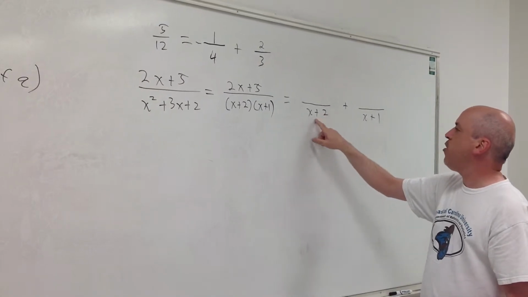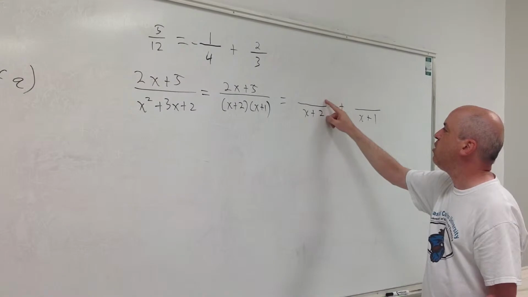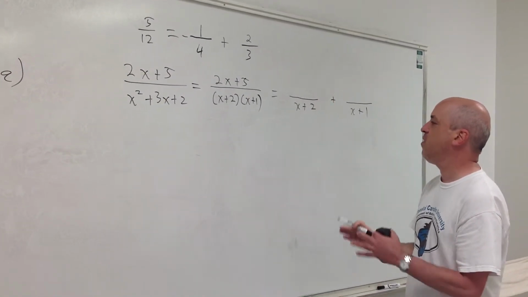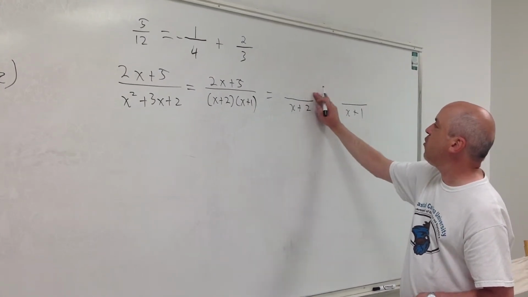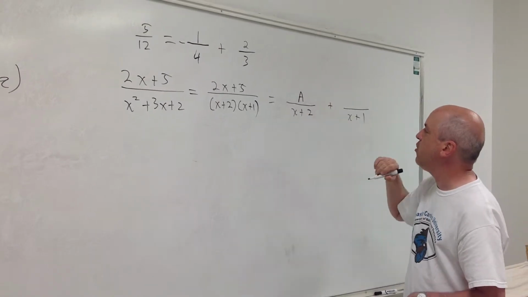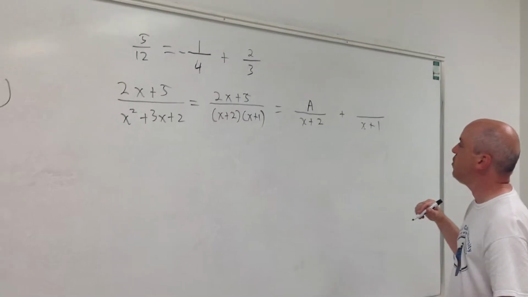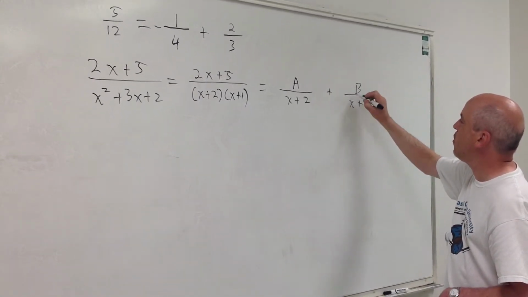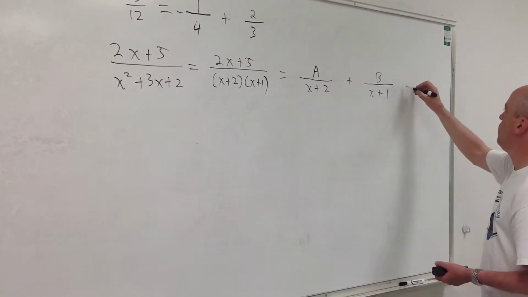Now, since the denominator is degree 1, and we want the numerator to have lower degree, there's only one choice, and that's to make it degree 0. In other words, a constant, a specific number. So since I don't know what that number is, I'm going to put a letter, A, and try to use some algebra to figure out what that letter has to represent. What number should that letter represent? And then the same thing over here. I'll call it B. So the question is, what are A and B?